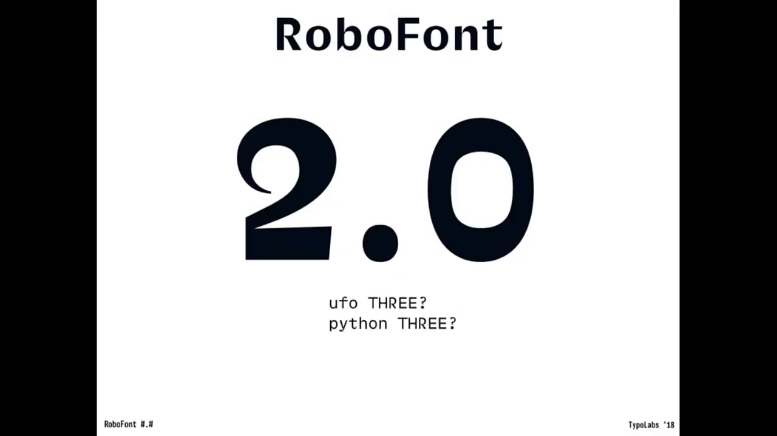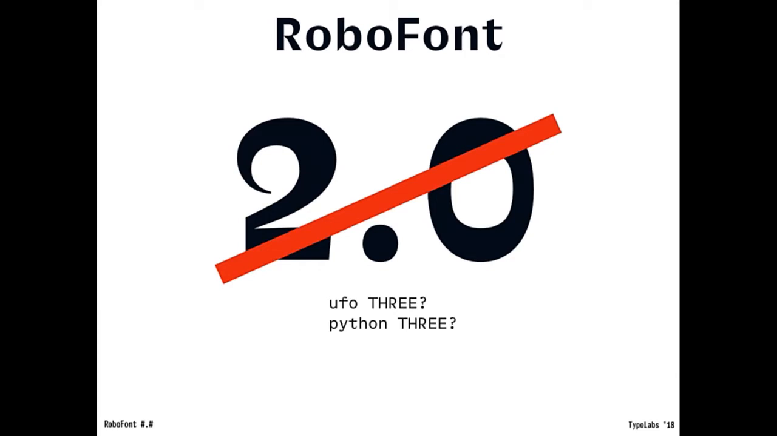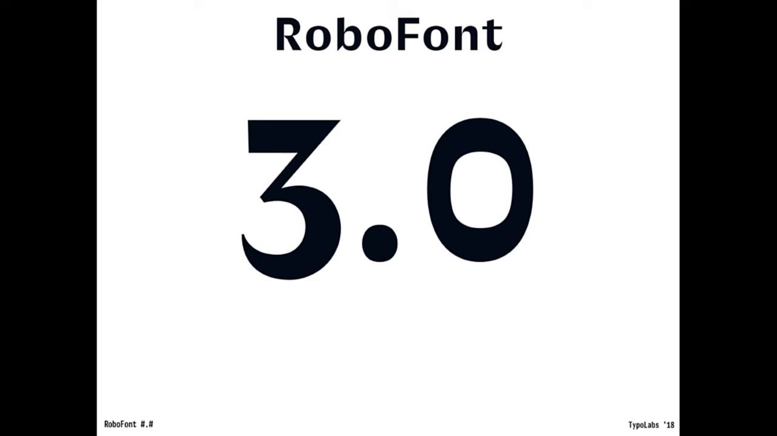RoboFont is also still a platform. It's an environment for both designing and scripting, and these things just combine into one. So you can explore different things within your own design world. So there's UFO 3, Python 3. RoboFont 2 was still a very beta version of it. Some people have it and they have to keep it because it will be a collector's item. So it will be RoboFont 3, yay.